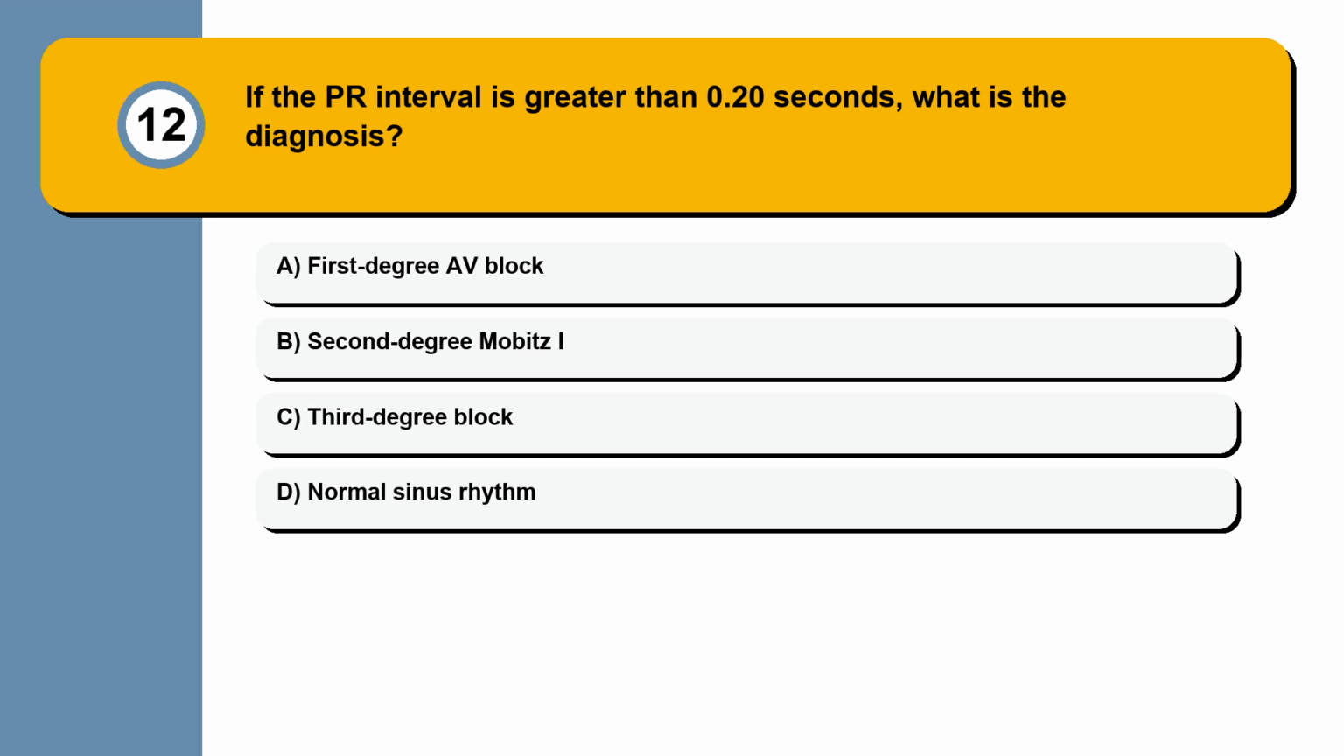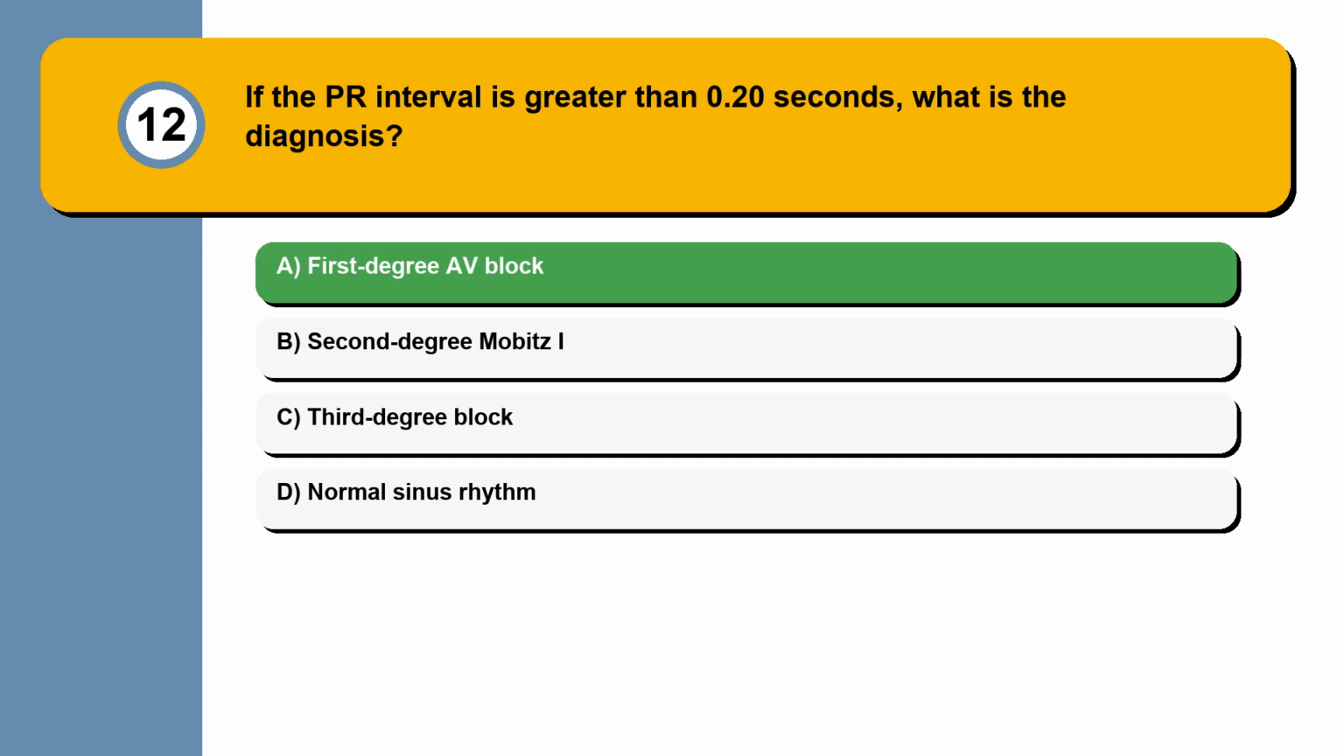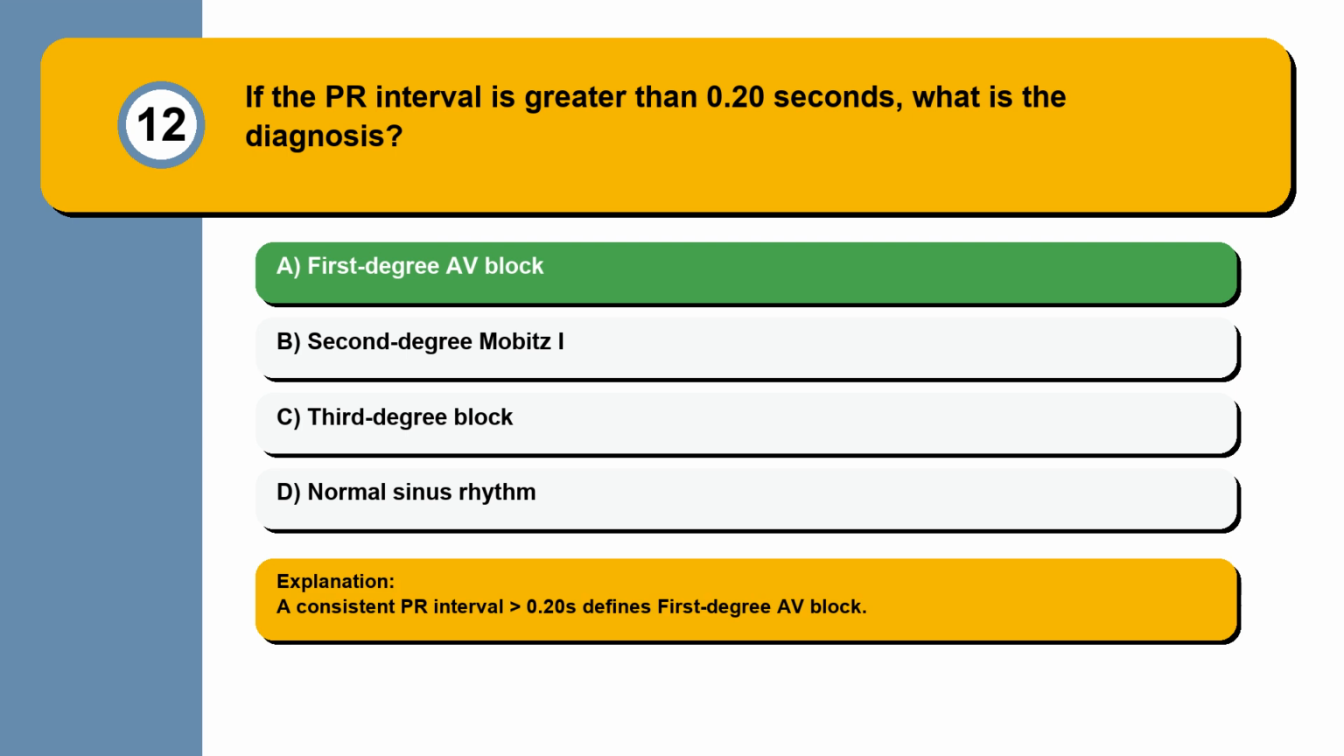Question 12. If the PR interval is greater than 0.20 seconds, what is the diagnosis? First degree AV block, second degree Mobitz I, third degree block, normal sinus rhythm. A consistent PR interval greater than 0.20 defines first degree AV block.